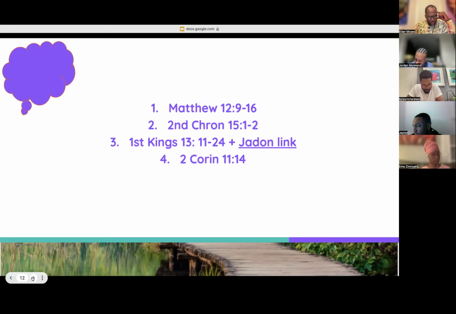Then he said to the man, stretch out your hand. And he stretched it out, and it was restored, as healthy as the other. But the Pharisees went out and took counsel against him so as to destroy him. But Yahushua, knowing it, withdrew from there. A large crowd followed him, and he healed them all and warned them not to make him known.